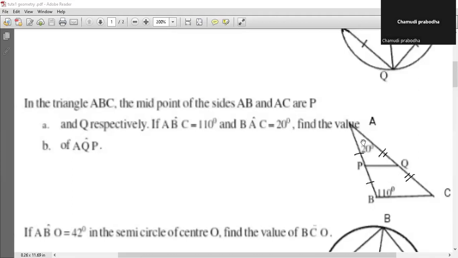So I will tell the theorem again. The straight line joining, straight line means PQ, joins the midpoints of two sides of a triangle. Midpoints are P and Q. It is parallel to the other side. Other side means BC. And also the magnitude of the newly drawn straight line, it means PQ, is half of the magnitude of the other side.